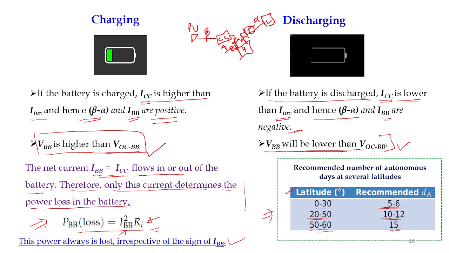So this you can see, the recommended number of autonomous days at several latitudes. Depending on different latitude zones, what is the recommended number of autonomous days? This means that if you go with an off grid system, even if your power supply is not coming from the grid, for how many days your whole standalone PV system should be operational. That recommended number for different latitudes is given in this table.